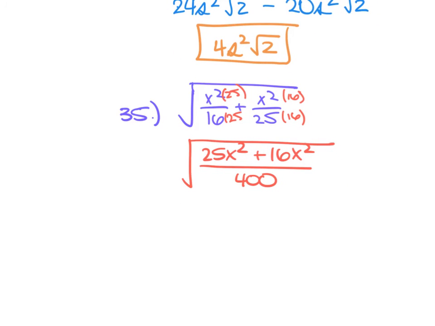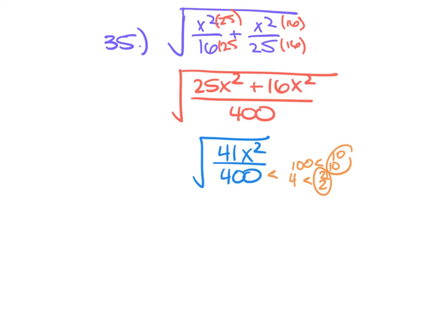So from here, the 25 plus the 16 is 41. So that's 41x squared over 400. And we're taking the square root of that. So the 400 is 4 times 100. The 100 is 10 times 10. The 4 is 2 times 2. So 2 times 10 is 20. And then the top, you're just going to take the x, square root 41 over 20.